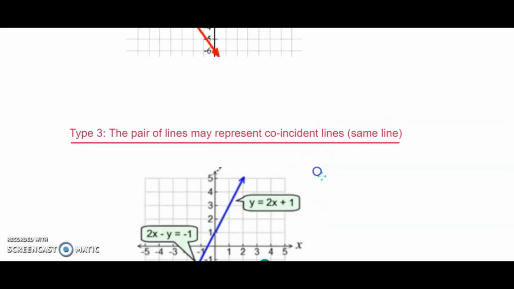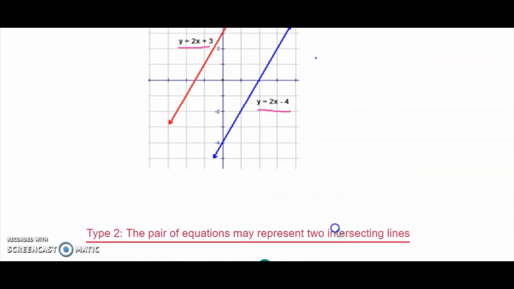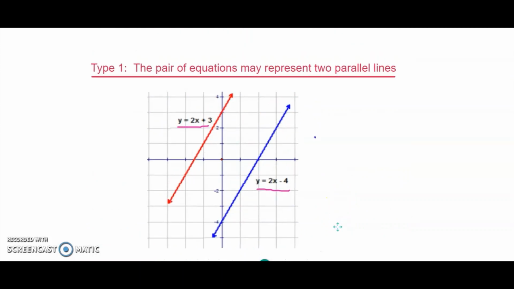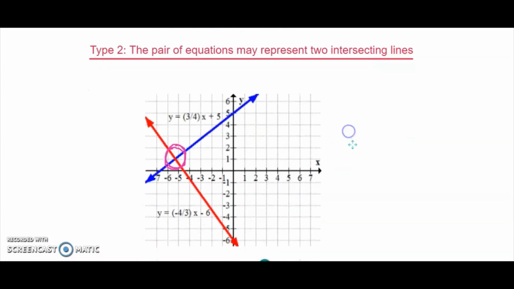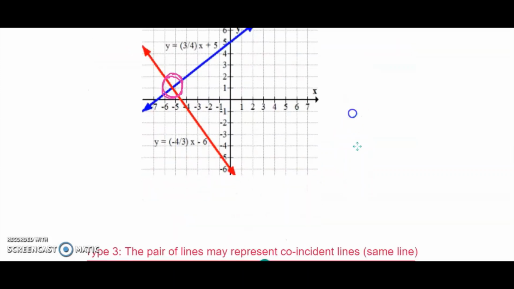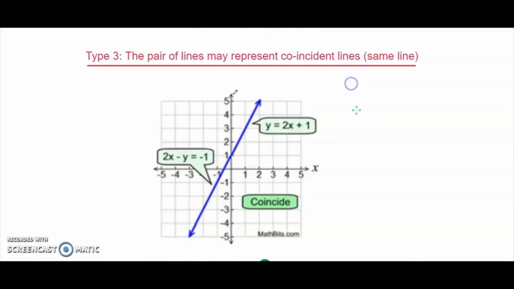So the three possibilities that we can have if we have two pairs of equations in two variables is that the two equations are representing parallel lines, type 1. They are representing intersecting lines, type 2. And they are representing coincident lines. Now we are more focusing on finding the solution of these types of equations.